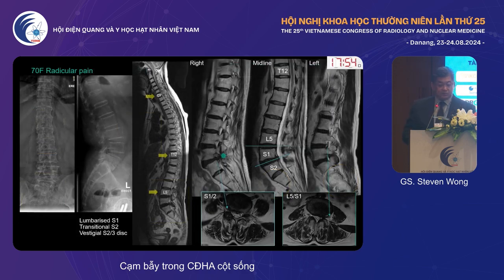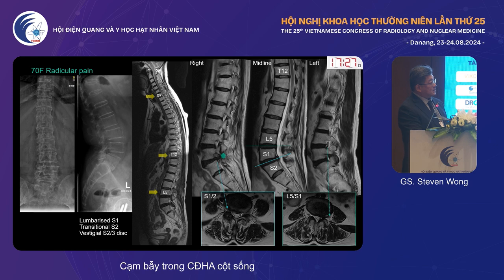So another patient with radicular pain, you can see this patient has a lumbarized S1 there, transitional S2, and a lot of vestigial S1-2, S2-3 disc, right? So without counting the spine, you can actually mislabel the level, and when the surgeon wants to do a surgery, he's going to encounter problems.